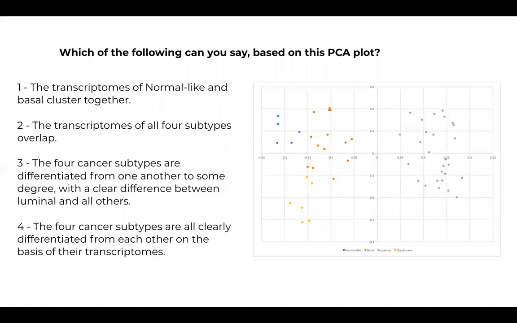So I guess the option should be either three or four, but option three says that the four cancer subtypes are differentiated from one another to some degree with a clear difference between luminal and all others. So I think the option is three, because luminal is just on one side of the plot and the other subtypes are on the other hand. Yes, Richishmita says option three. Good job, Richishmita, and also Soham. The correct answer is indeed option three. That's nice.